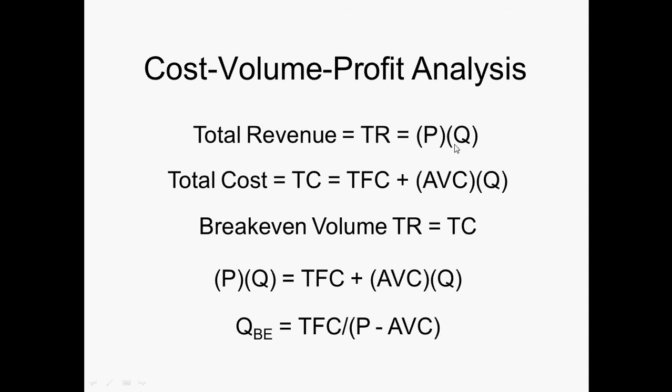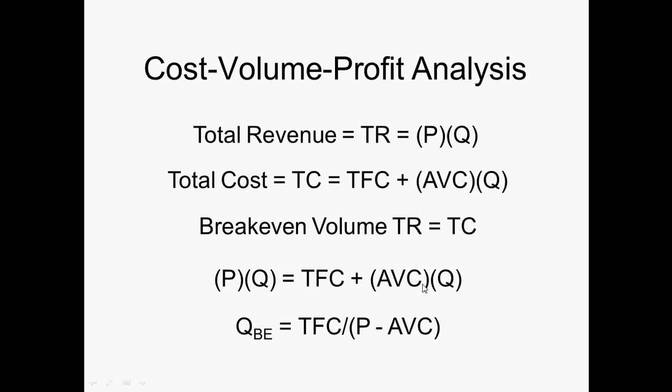So if we just do a little bit of algebra here, we take this PQ, then we take this TFC plus total variable cost. We set those equal to each other, and we want to solve for this Q. So how do we do that? Well, it looks like, let's see, a little bit of algebra.